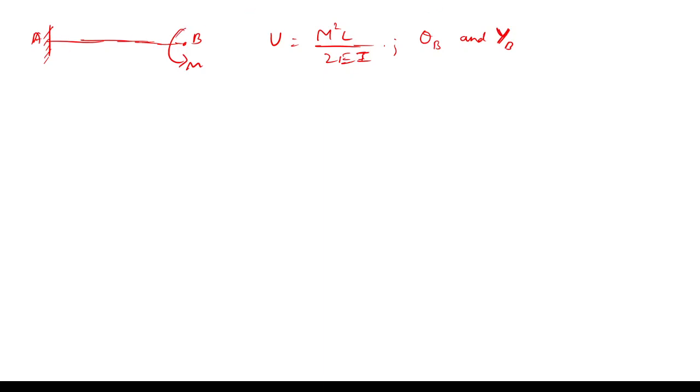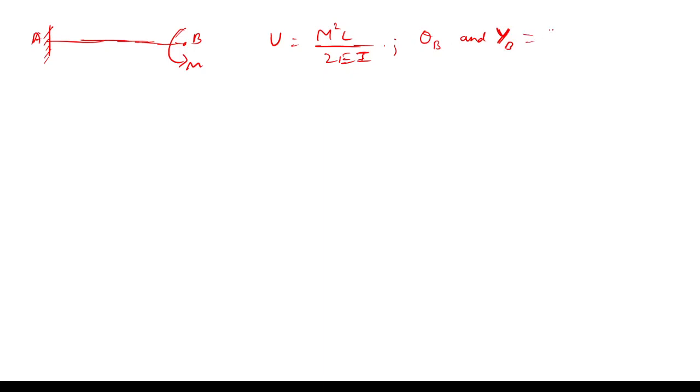If I want to find the slope and deflection at any other point, what method should I use? The deflection equation I can go for. Otherwise, the moment area method I can use, right? Yes, sir.